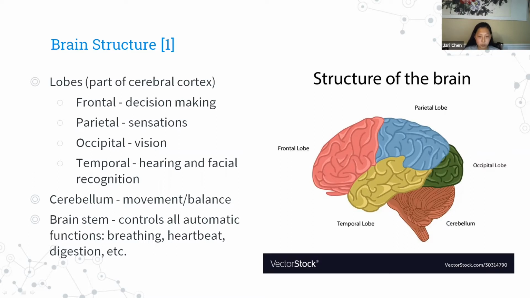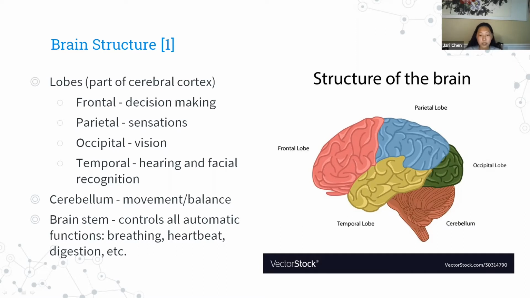So when your eyes bring in a sense, it transmits to the back of your brain to the occipital lobe, where it is then looked at and analyzed to produce the picture that you see. Then there's also the temporal lobe, which is important for facial recognition and hearing.